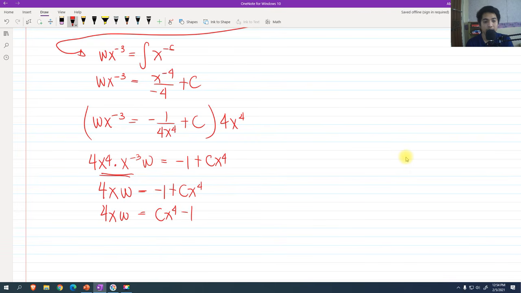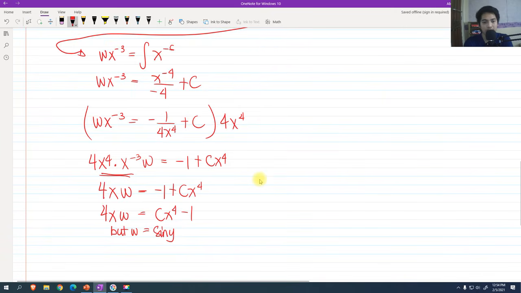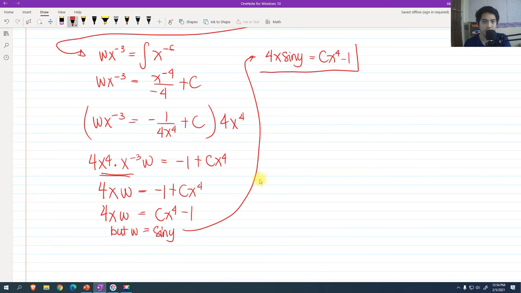We have not yet arrived at the correct answer, because we used substitution a while ago, so we should back substitute it with the original variable. But w, again, equals sine of y. That's the substitution we did a while ago. So we have to back substitute it. So what will happen? We have 4x, and w is sine y, so it equals c x raised to 4 minus 1. And this should be our answer for this problem.